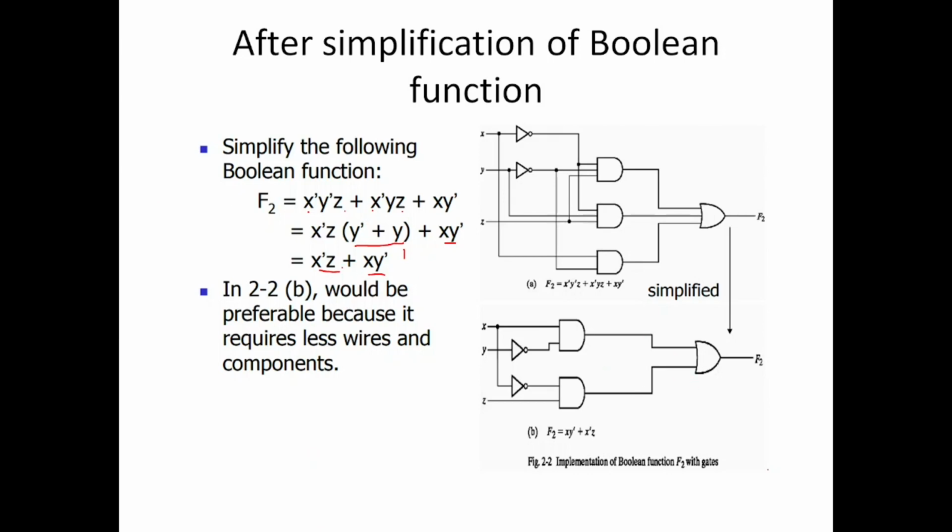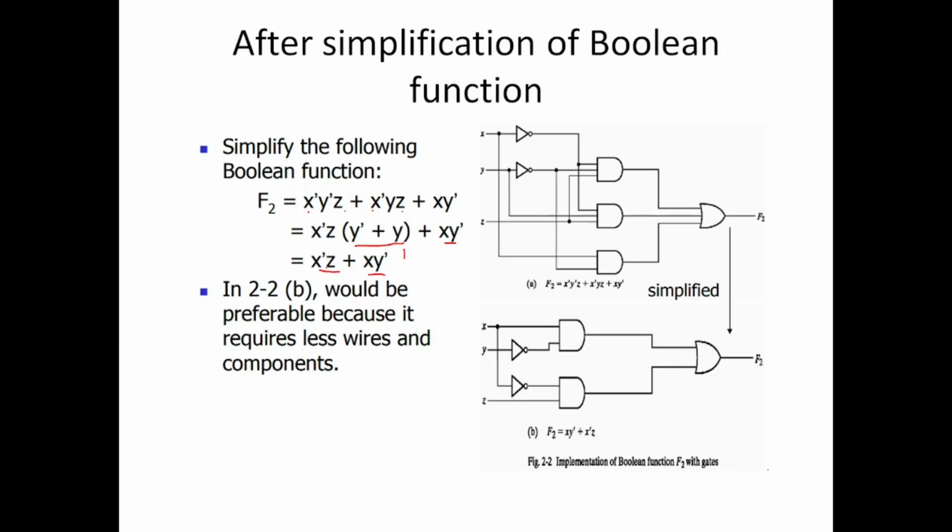So here X dash Z plus X Y dash. For X we are having the NOT gate for complementing the X value so that we can get X dash, and Z is here. This is connected with an OR gate. The next term is X Y dash. So X is here and Y has to be complemented with the help of a NOT gate. These two are connected to an AND gate, and the output of this AND gate is connected to the OR gate here.